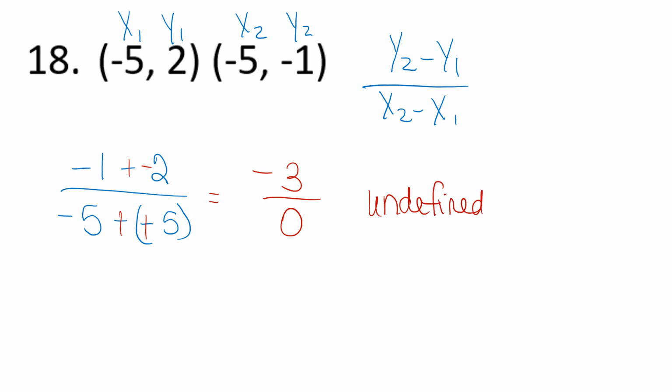So kind of think about it. It has a little bit of a rhyme to it. If the 0 is under the line, it is undefined. So that would be your slope. You have to write the word undefined. Number 19. Start out by labeling your ordered pairs. This just keeps you from mixing numbers up.